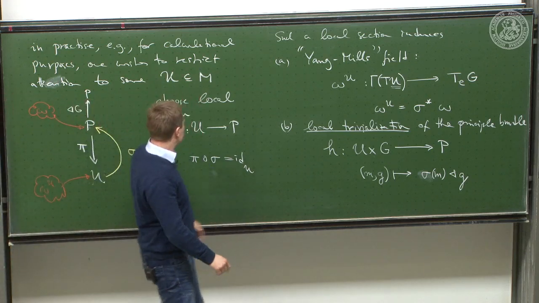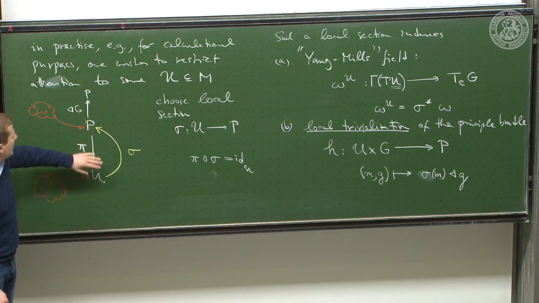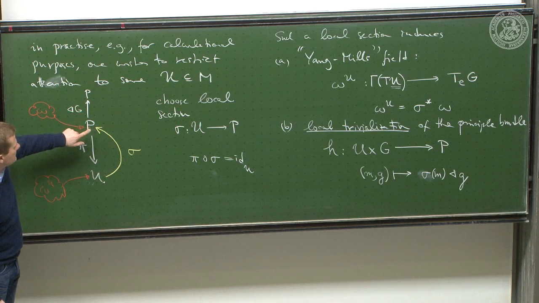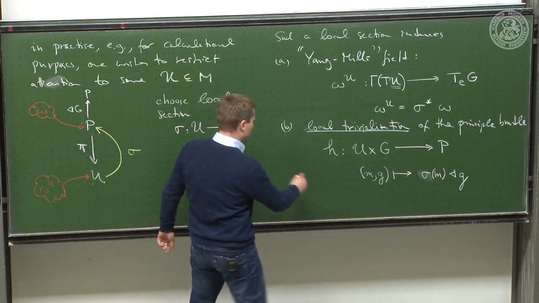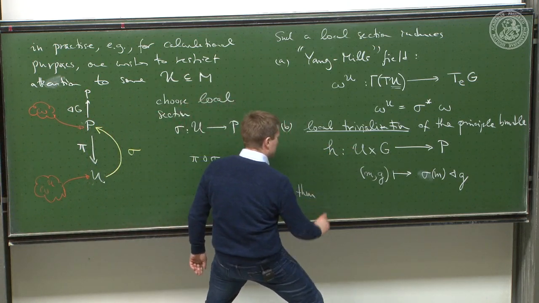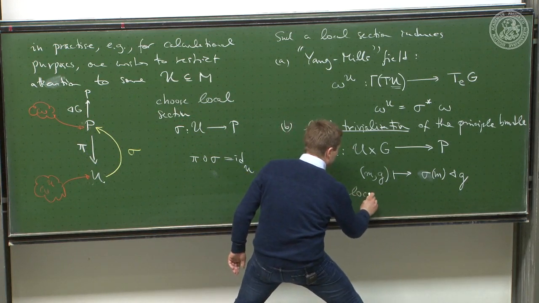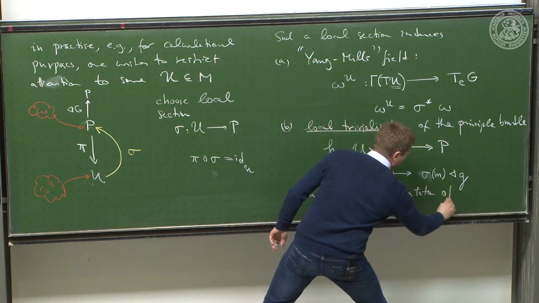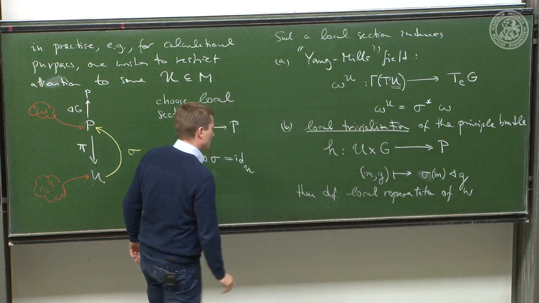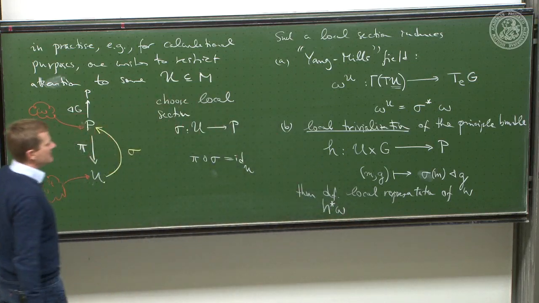Okay? So again, this section does two things. It allows you to pull back the connection form to a Young-Mills field, and it allows you to understand part of this P as this local trivialization. And once you have this local trivialization, then you can define the local representation of the connection 1 form as the pullback of omega under this H.